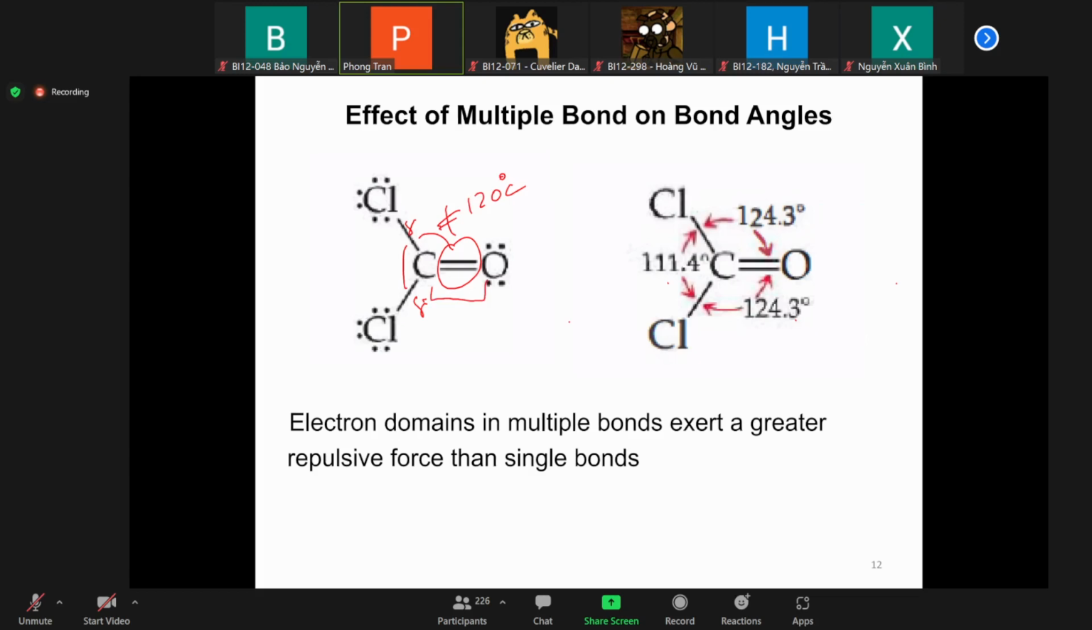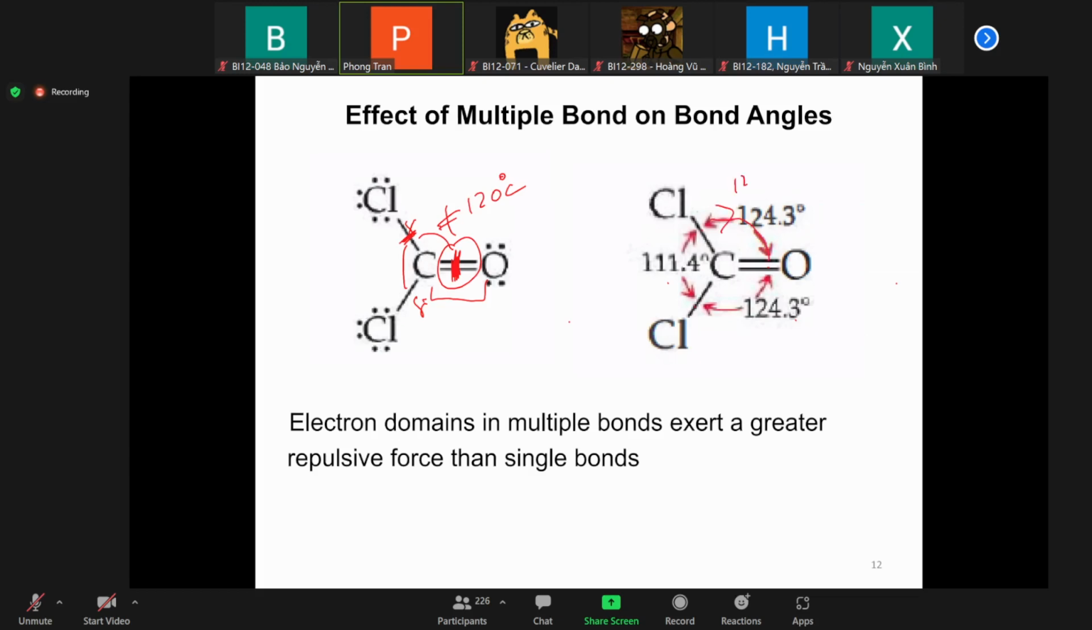So as a consequence, you can imagine the electron density in the double bond is higher than in the single bond. Does that mean the interaction of the higher electron density will be stronger than the interaction of the smaller electron density? So as a result, the interaction of the double bond and the single bond will be stronger than the interaction of the single bond and single bond. And as a consequence, this angle will be larger than 120 degrees.